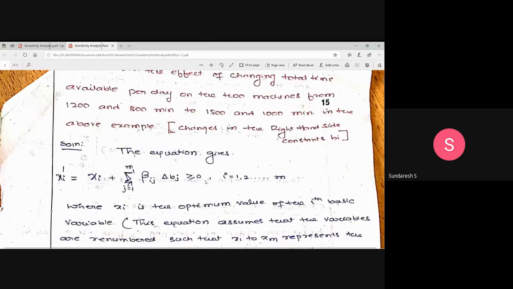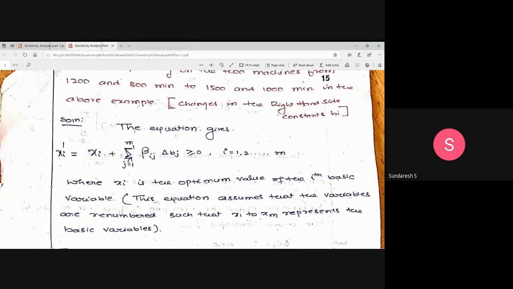Whenever you have a parameter change, which will be in the form of changes in the right hand side constants, you have to get this. You can see here xi dash. xi dash means you are changing the variable values itself, so you need the new values of the basic variables. So xi dash is equal to xi plus the summation of j equal to 1 to m, beta ij delta bj, greater than or equal to 0. This is the equation you're supposed to remember.